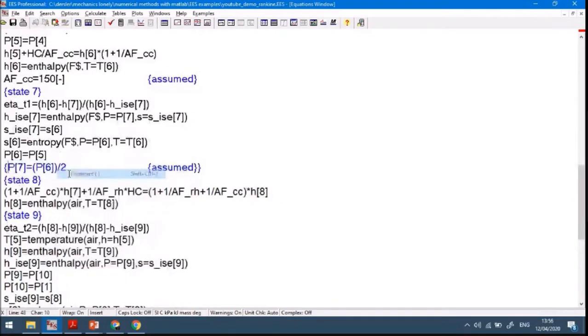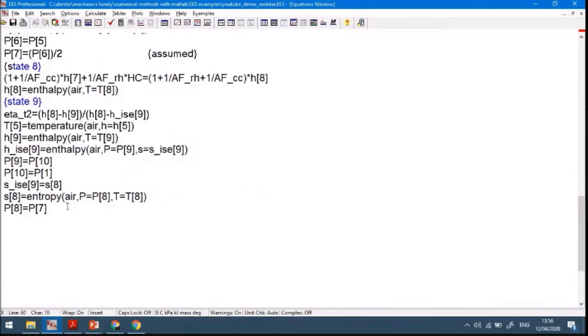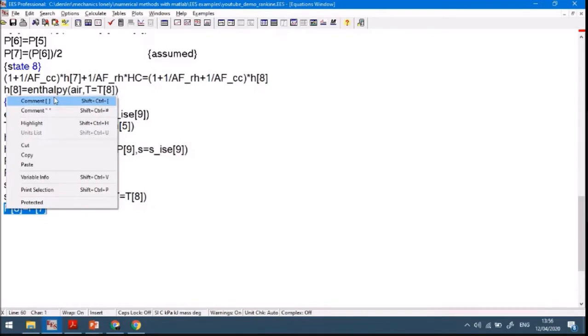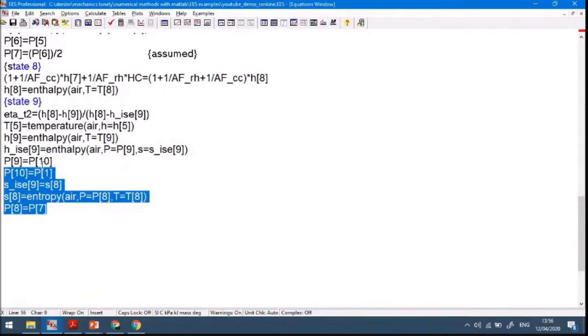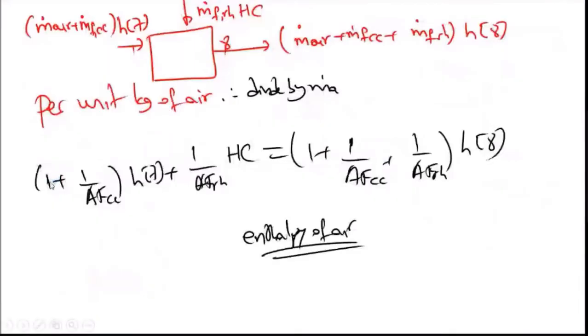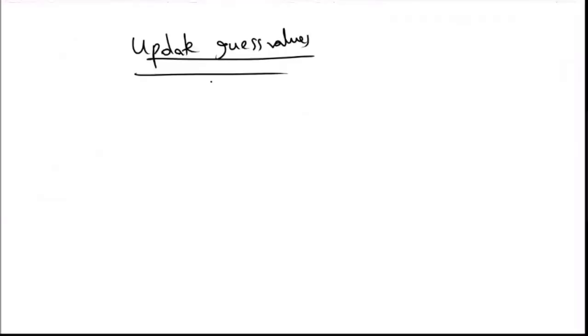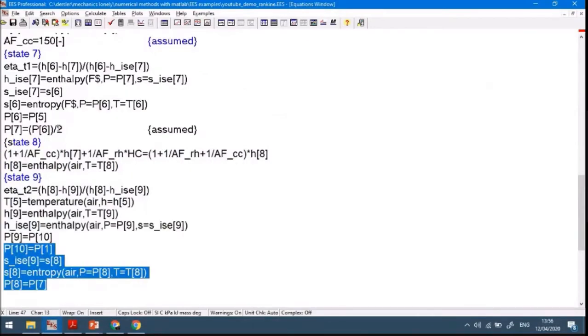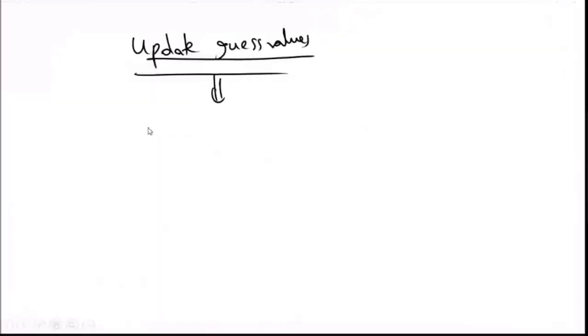So what we will do is comment this one out. P7 is the same as P6 by 2. This is assumed before resetting it. So firstly, before clearing this one, I should first erase this part, because what we will do now is update guess values. Why do we need that? Because up to this part we have reasonable guesses. And if I clear this one, what will EES do?